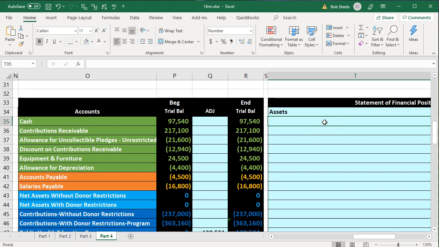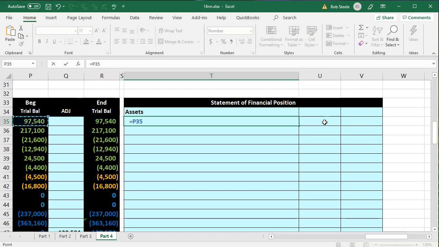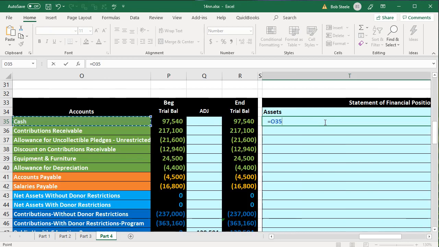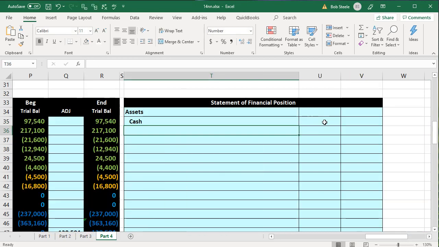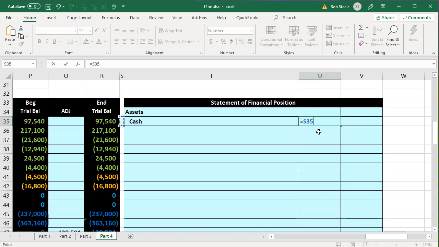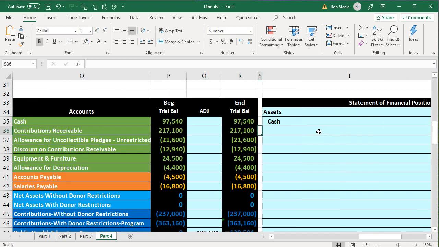Typical assets we're going to be adding, of course, starting with cash. So cash is going to be up top. And then we're going to have the contributions receivable. So let's pick this up, cash. Notice the indentation. So we're going to indent cash. It should be formatted for you already. I'll pick up the number for cash in U35 by saying equals, pointing to that 9597 540.